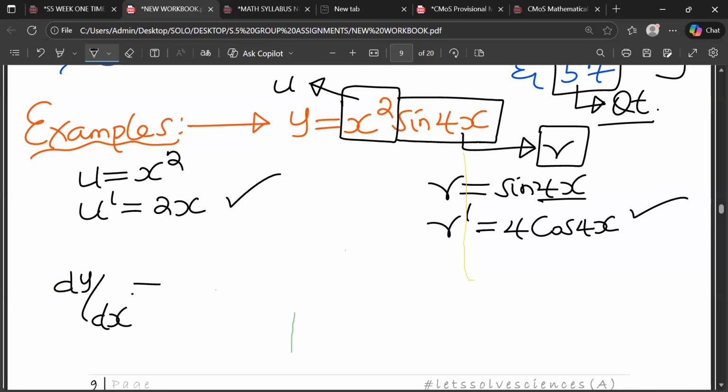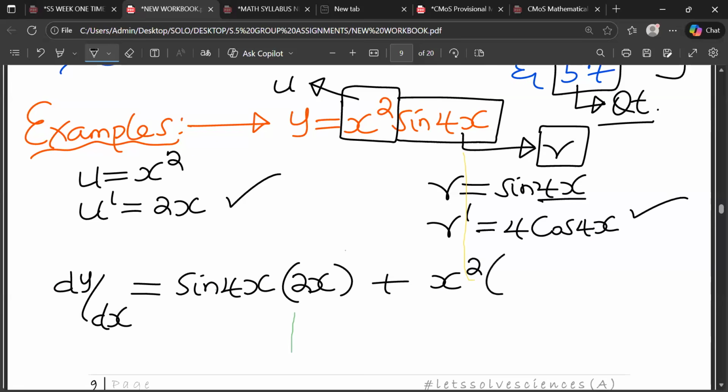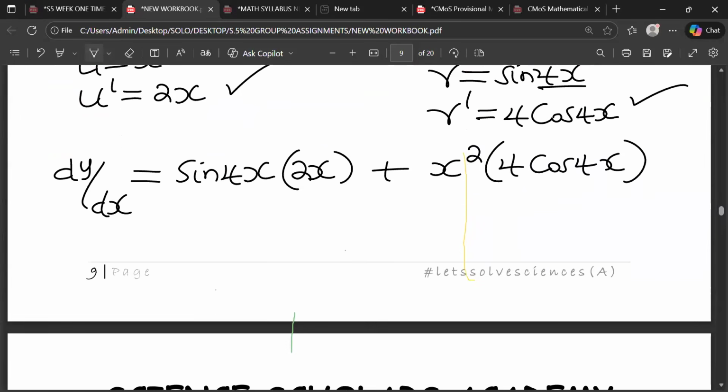Then after that, you come for product rule and say dy/dx. What do I do? I bring v, I maintain v. And what is v? v is sine 4x. Because you have the details above, you just substitute. Then I differentiate u. What is u prime? 2x. Plus, I keep u. What is u? u is x squared. I differentiate v. What do I get? 4 cos 4x. If people are following, you see that?